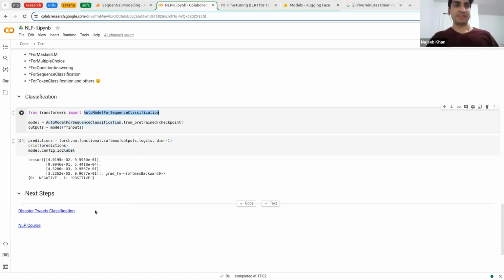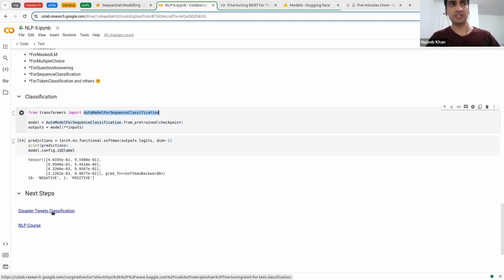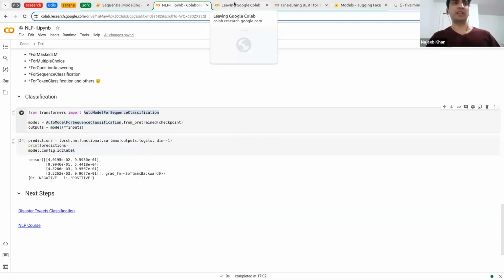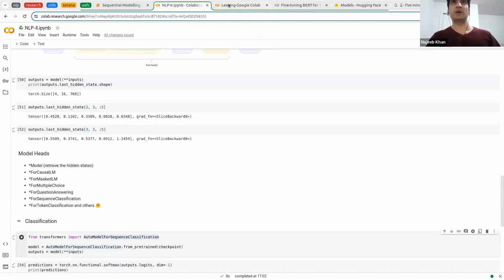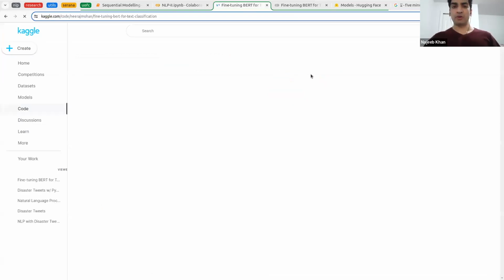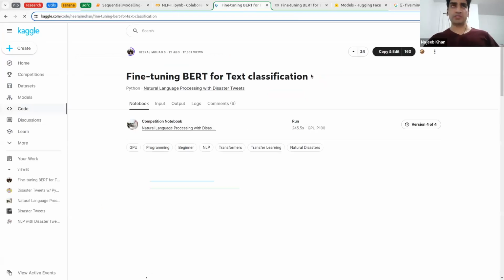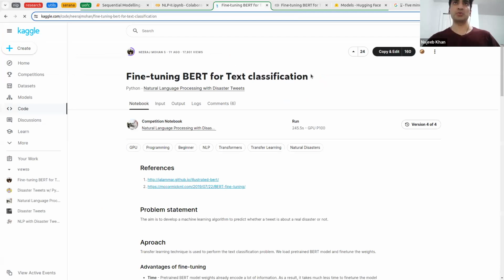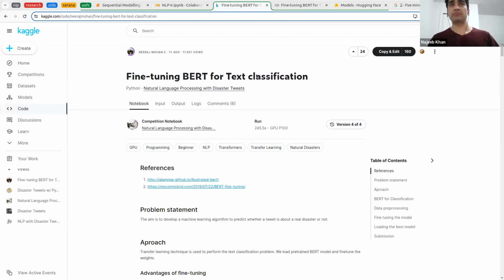So last time we saw the disaster tweets classification problem, and we solved it with LSTM. So today, now that we have looked at some of the techniques with transformers, we can see if we can improve the performance of disaster tweets classification using a fine-tuned BERT model.